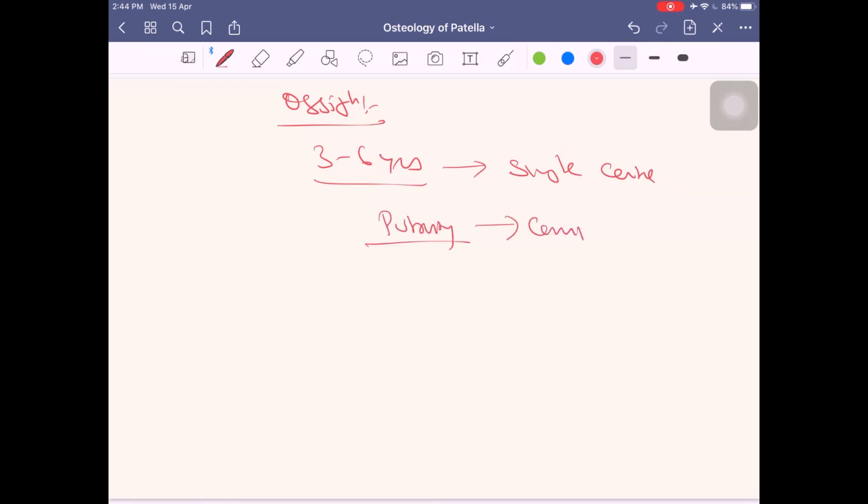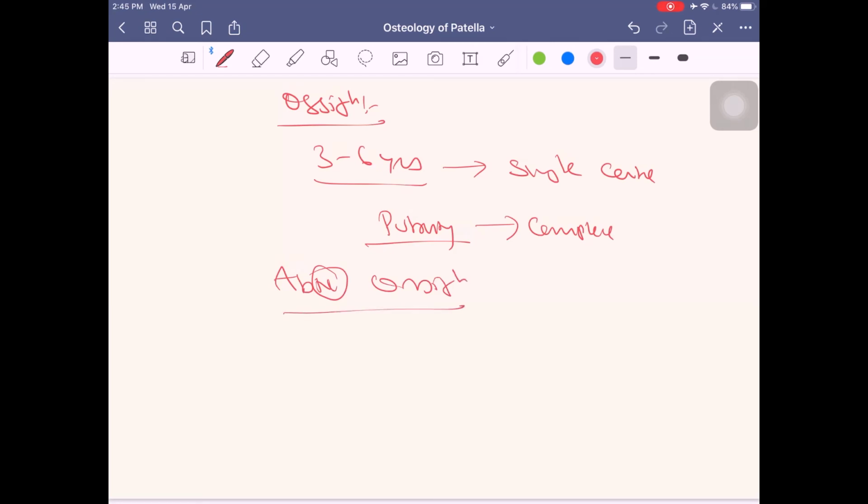Now, with relation to the ossification, there is one interesting part. The patella ossifies from various ossification centers. They appear between 3 and 6 years, not important for you. They all unite and form a single center, and by the time of puberty, the patella is totally formed. Ossification is complete.